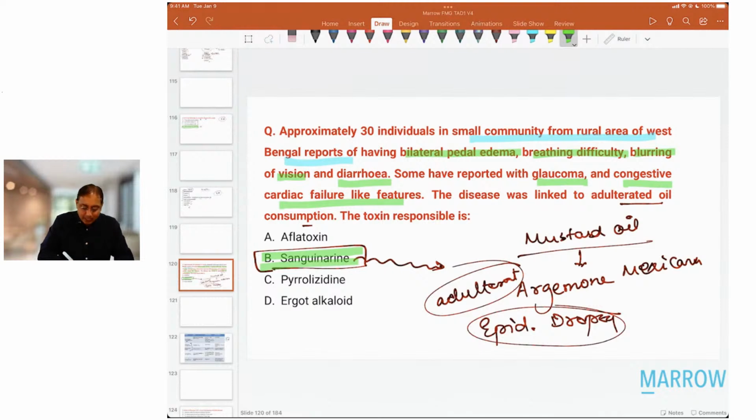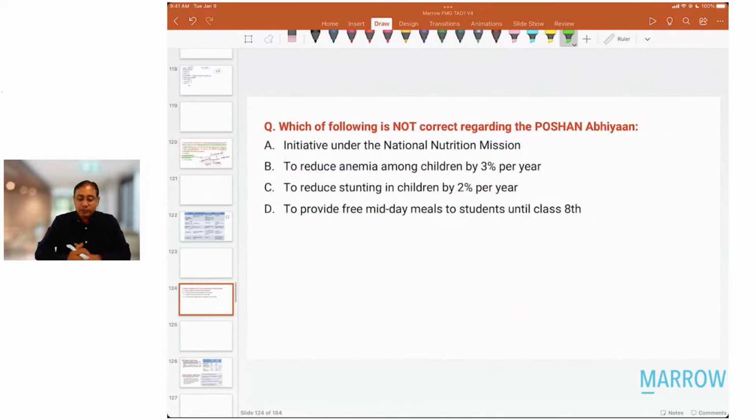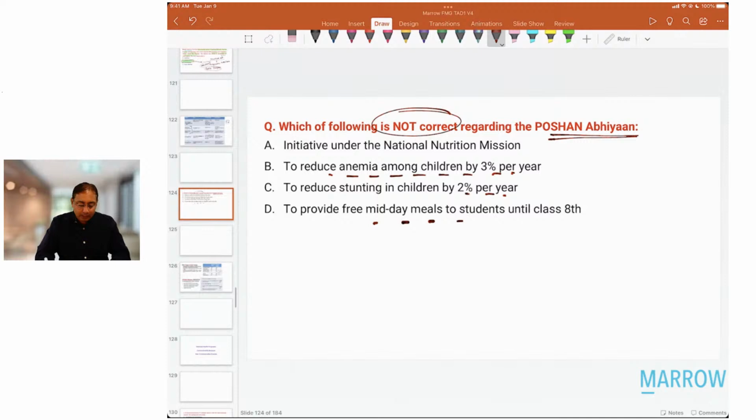The best answer over here is sanguinarin. Which of the following is not correct regarding the Poshan Abhiyan? This was launched very recently in 2018 only. We launched it, Poshan Abhiyan, which is not correct, which is incorrect. So, initiative under the National Nutrition Mission to reduce anemia among children by 3% per year, reduce stunting by 2% per year, provide midday meals to students until class 8.